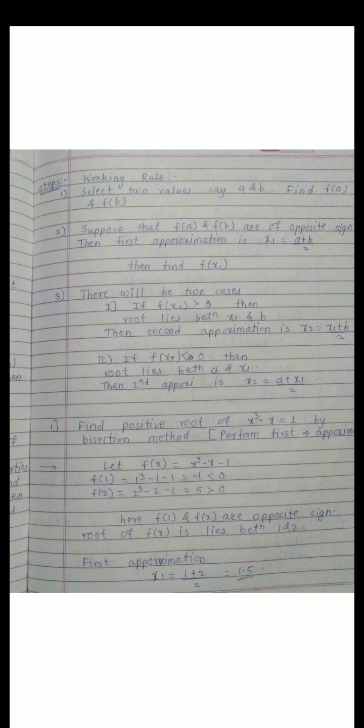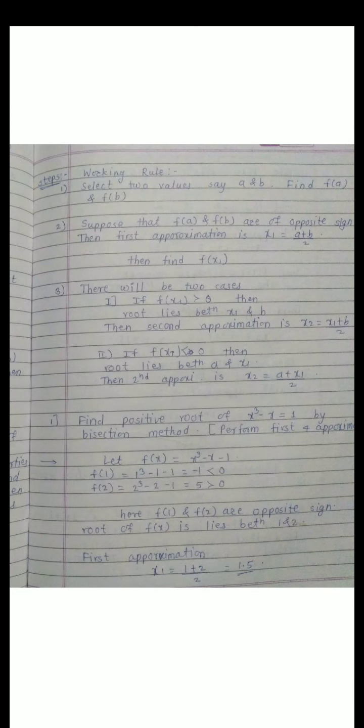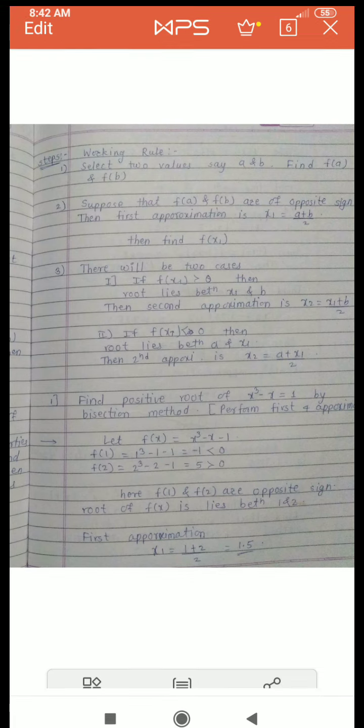Our second case is if f of x1 is negative, that is, f of x1 is less than 0. Then the root lies between a and x1, because we assumed f of a is positive and here f of x1 is negative. They are of opposite signs. Therefore, by the intermediate value theorem, a and x1 contain our root. Similarly, if f of x1 is 0, then it is our root. If not 0, then go to the next approximation, x2 is equal to a plus x1 by 2.